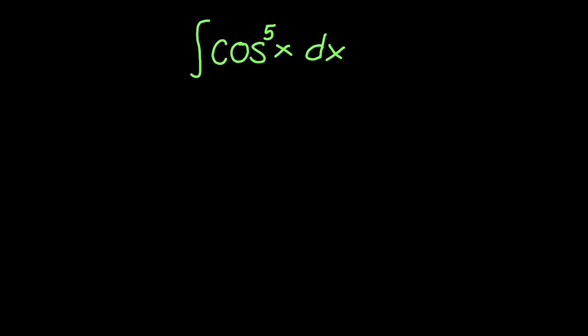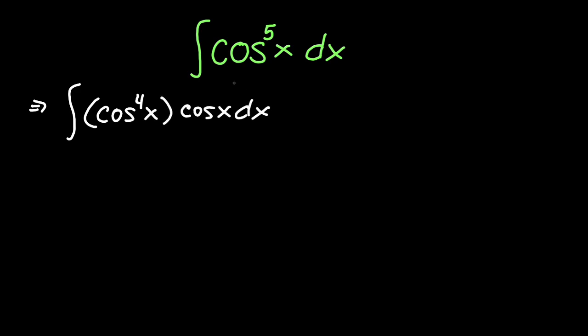Let's solve the integral of cosine to the power 5 of x. Firstly, factor out one cosine of x. So this would be the integral of cosine to the power 4 of x multiplied by cosine x dx.